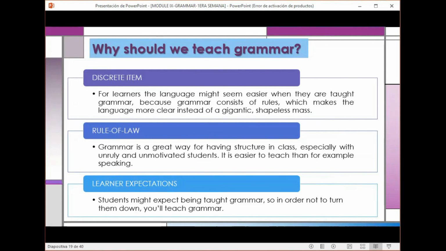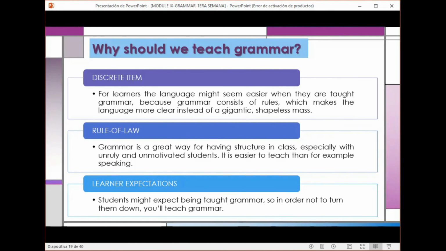All right. Well, that's all for this session. Next session, we're going to continue talking about how to present grammar. We are going to analyze different activities and different methods that we could use in order to teach grammar. Today we have talked about what grammar is, the importance of grammar, and why we should teach grammar. Next Saturday, we will talk about different activities and methods to teach grammar.